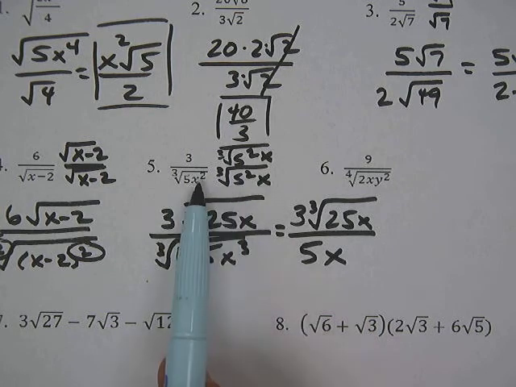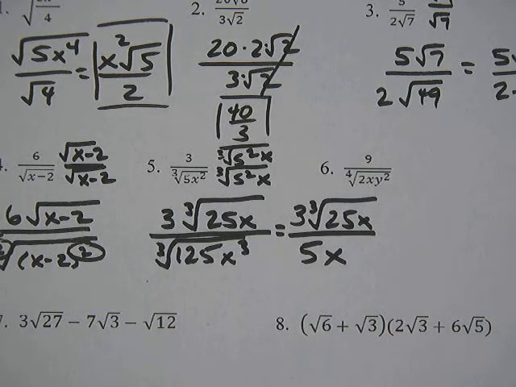Just like that. So the key here is the fact that it said cube root. So I needed to create 3 of these. We already had 1, so I multiplied by 2 more. Here you had 2 of them, so I multiplied by 1 more. Okay, so let's take that idea and let's apply it to the next one.